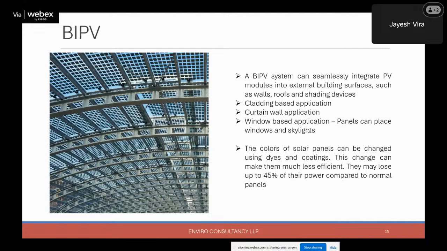BIPVs do come in different colors, but I would suggest not using those colorful BIPVs, for the simple reason that efficiency will decrease.